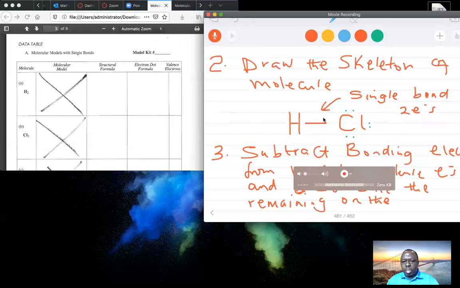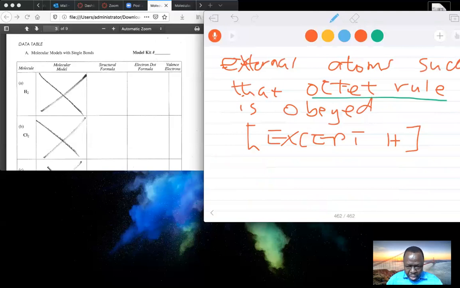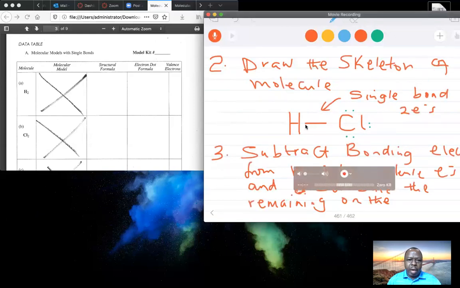We have 2 electrons here on the line, 2 electrons, 2 electrons, 2 electrons. This is what we call the octet rule. That's what I just mentioned here, the octet rule. It ends up with 8, except hydrogen, which is satisfied the way it is right now with the 2 electrons we have right here.